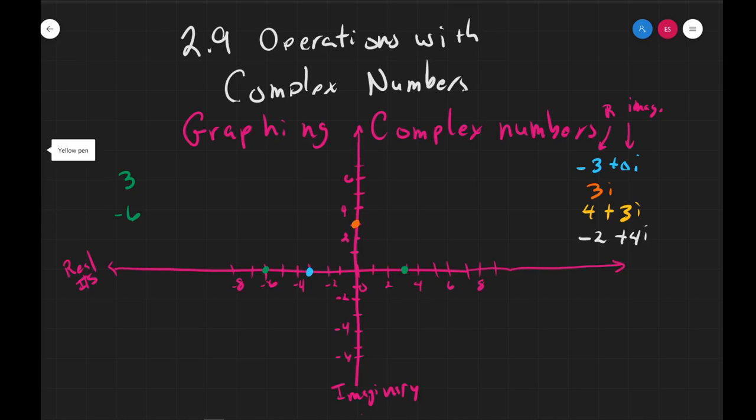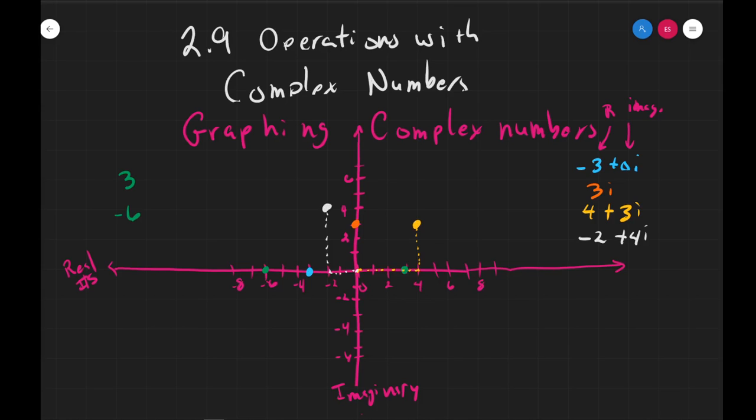We also have 4 plus 3i. So we're going to start at the origin and go over to 4, then up to 3i. Then we have -2 plus 4i, so we're just going to start at the origin, go over to -2, and then go up to positive 4i. So this would be that point.